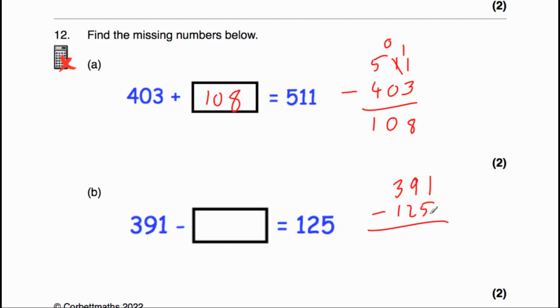So 1 take away 5 we can't do, so let's borrow. That's an 8 and an 11. 11 take away 5 is equal to 6. 8 take away 2 is equal to 6, and 3 take away 1 is equal to 2. So it'd be 266. If we have 391 and we took away 266, we'd be left with 125.